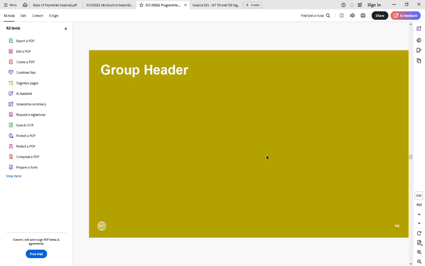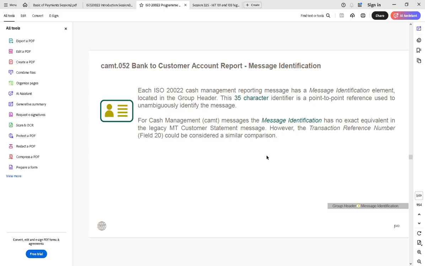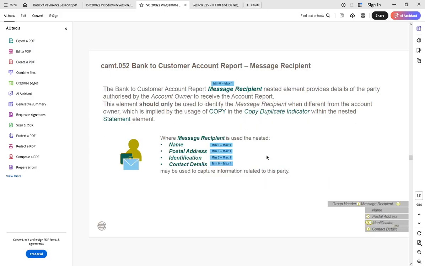First of all, the group header is common for everyone: message ID is always common, time, name, postal address, which is always the same. And one more thing is the copy or duplicate indicator here. Let me see if I have any handy message. CAMT.052. Yes, I think, yeah, CAMT.052 I have. Bank to customer account report.